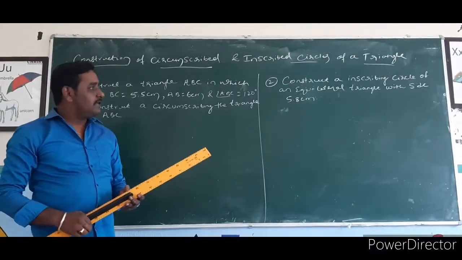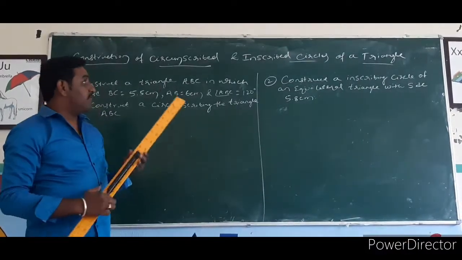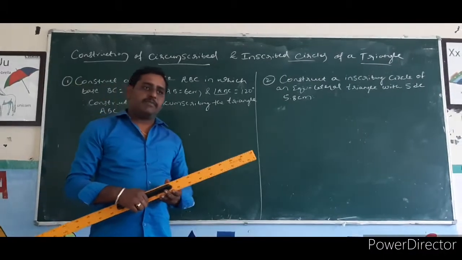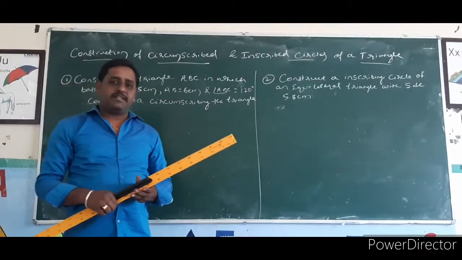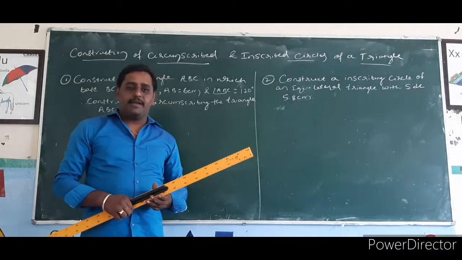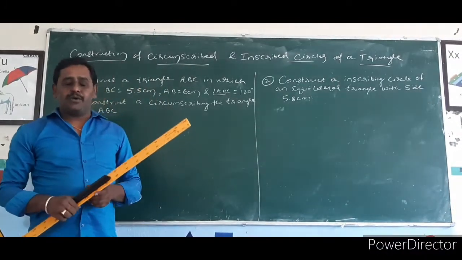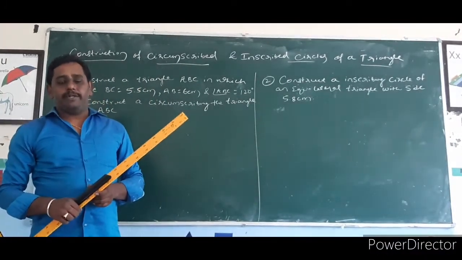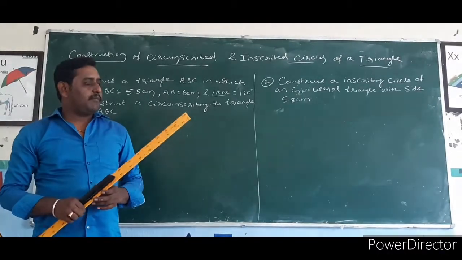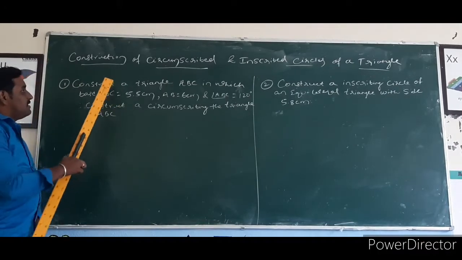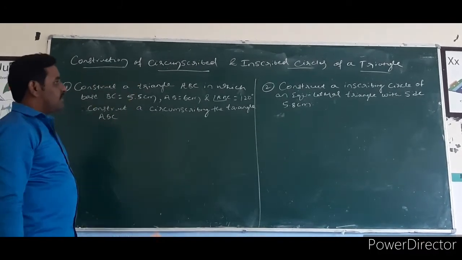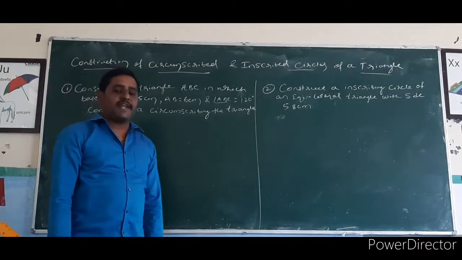Hi, hello, good morning. Welcome to the second part of the construction chapter. In the first part, we learned how to construct a tangent to a circle and how to construct two tangents from an external point. The two are very important among us. So, the next part of this class is construction of circumscribed and inscribed circles of a triangle.